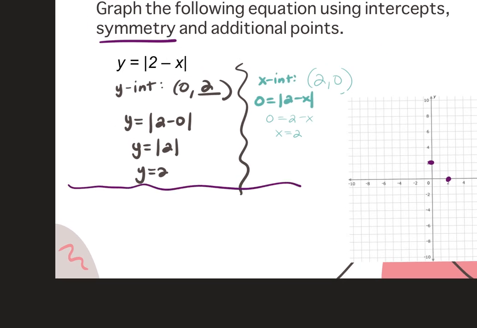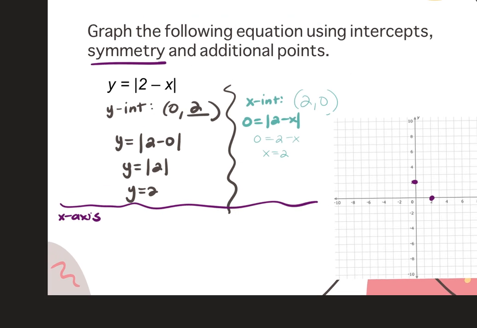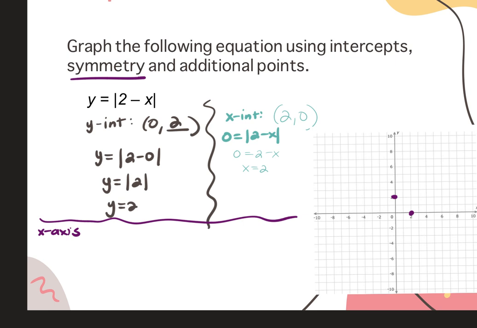How do I test for x-axis symmetry? I had a question. For the x, why isn't it -2? For here? Yes. So you could move the 2, but then you have -2 equals negative x. Or you could add the x. I try to keep the x positive, so I just move the x.